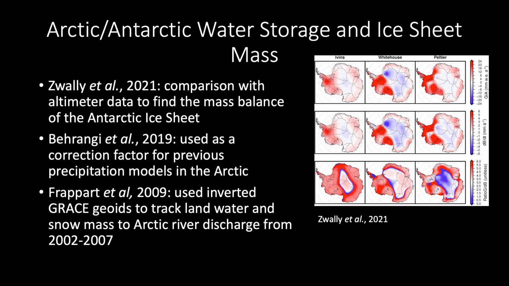Finally, Frappart et al. in 2009 used an inverted GRACE geoid to track land water and snow mass change. So essentially during the winter they would use the mass change over land and record that via GRACE, and then they were able to track that water's migration into major water bodies during summer, and they did that during the initial GRACE mission from 2002 to 2007.